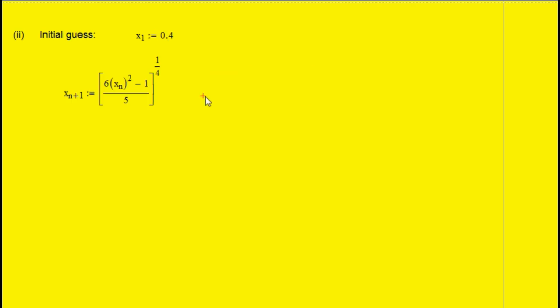Let's try the same thing for our second rearrangement with the same initial guess of x1 equals 0.4. Putting this into the right hand side, we get x2 is, oh dear, a complex number. That's no good. We want distances to be real numbers. How did that happen? Well, if we look at the numerator inside the parentheses, we can see that if 6x squared minus 1 is negative, we'll get a complex number when we take the fourth root. So let's try a different starting value. We now have a real number for x2. Plugging this in turn gives x3, another real number.